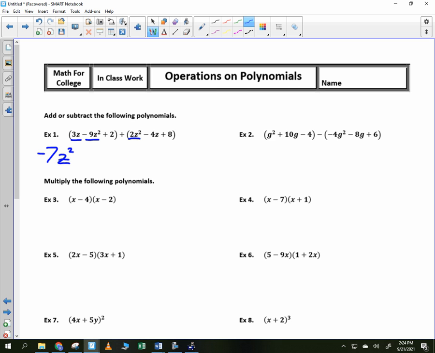I have 3z and negative 4z. Anybody, 3z and negative 4z? Negative 1z. And then you have positive 2 and positive 8. That makes positive 10.